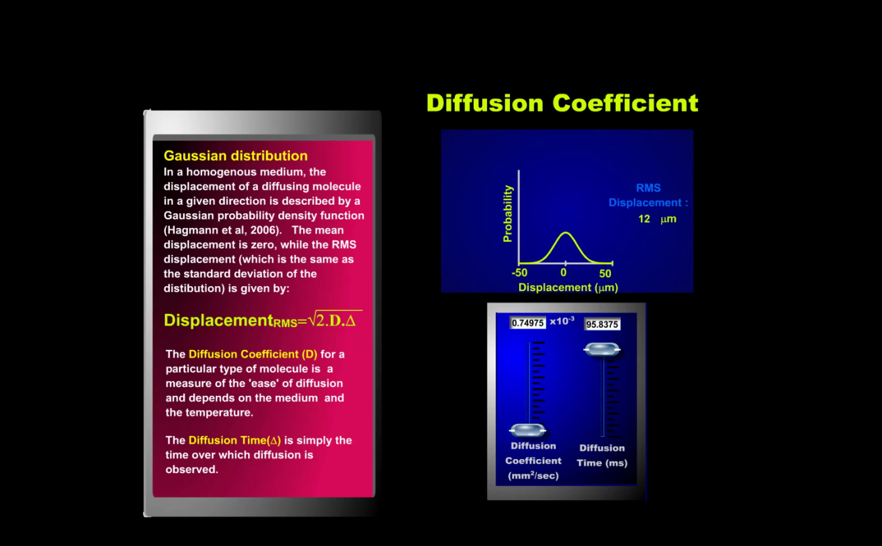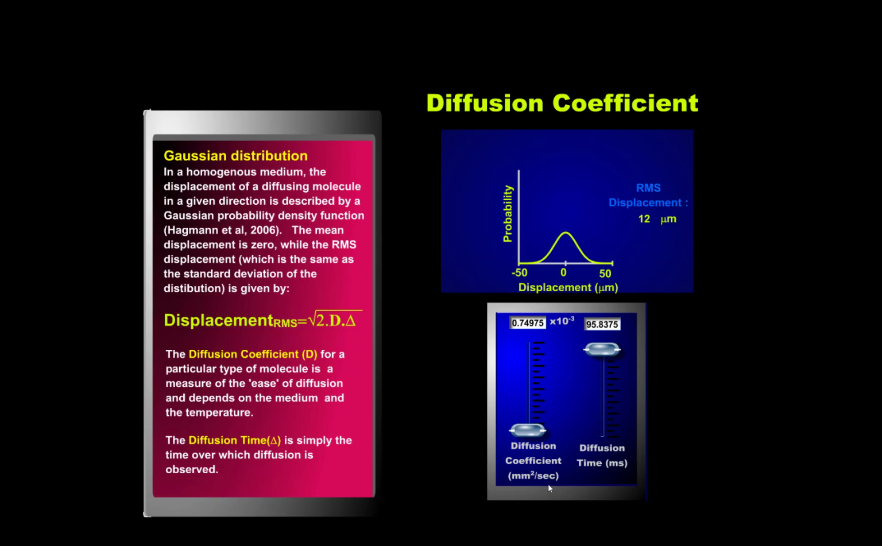Okay, so those two factors, the diffusion time and the diffusion coefficient, are very simply related to the root mean square displacement by a simple formula. We don't really need to worry about that formula. It's really just to remember that we will have more diffusion if the diffusion coefficient for the tissue is higher, or if we observe for longer, if the diffusion time is longer. The units for diffusion coefficients are pretty strange, millimeters squared per second.